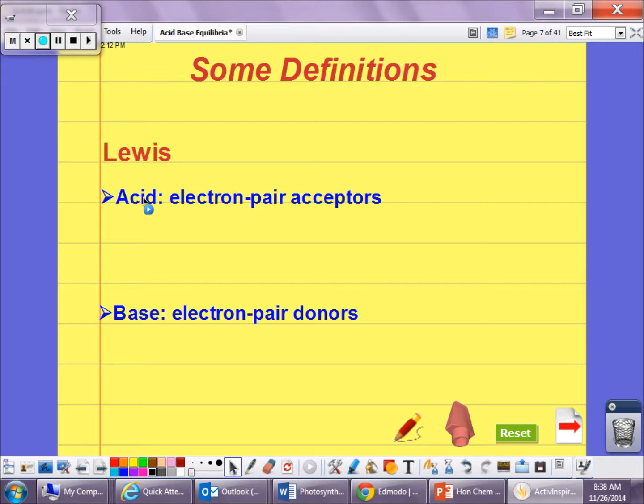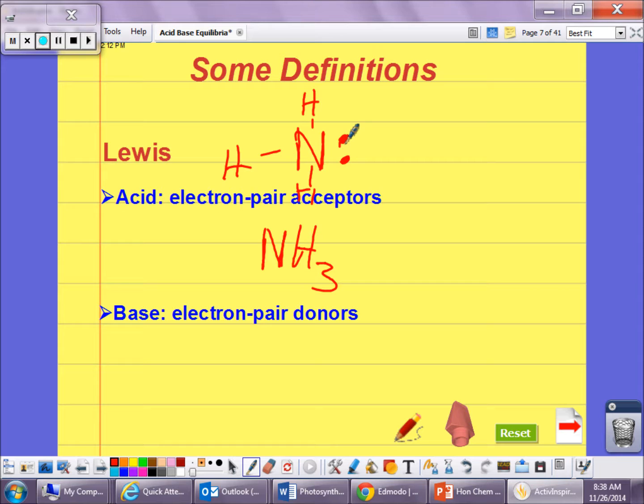Electron pair donor. Let me give you an example. A famous weak base is ammonia. I write that ammonia is NH3. Ammonia does not have hydroxide. It's still a base. So if we draw the Lewis structure for ammonia, you have an H, an H, an H, and there is a pair of electrons here.